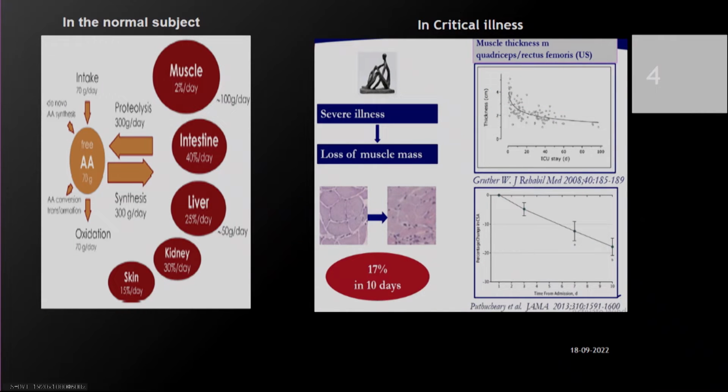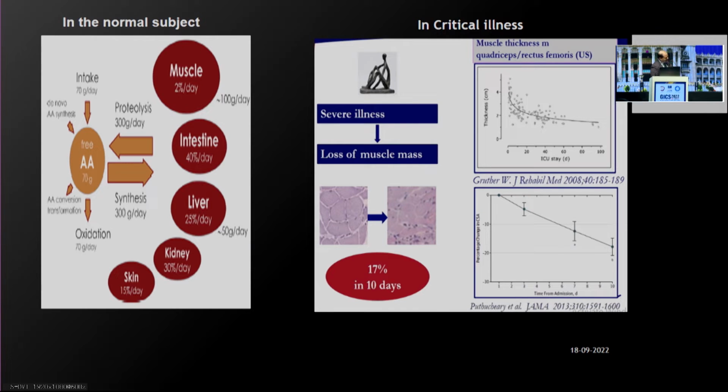What exactly is happening in a normal subject? When a person is healthy, he takes around 70 grams of amino acids, which are oxidized in the body. There is a reciprocal exchange of proteolysis and protein synthesis in order to maintain organ functions. Ultimately, there is a zero net balance in a healthy individual.